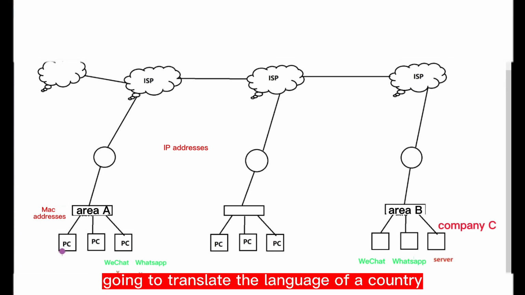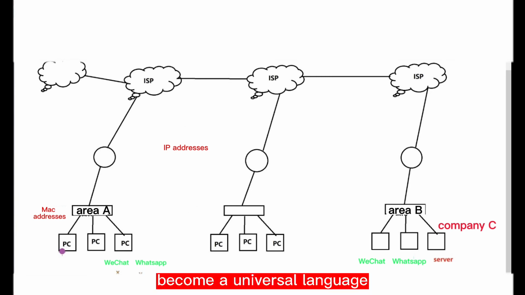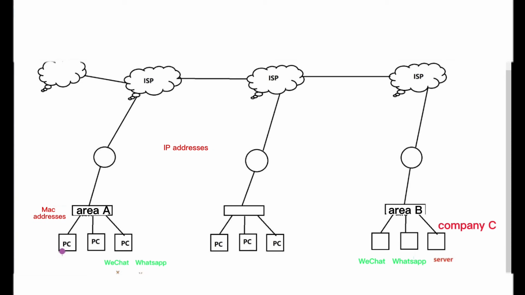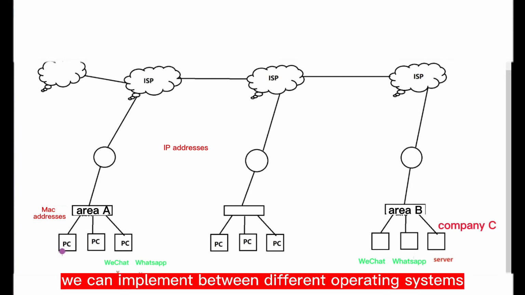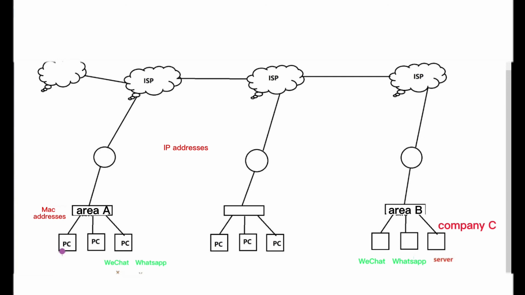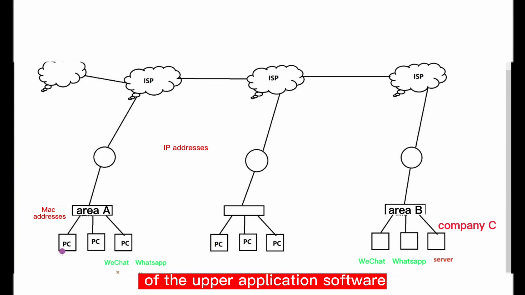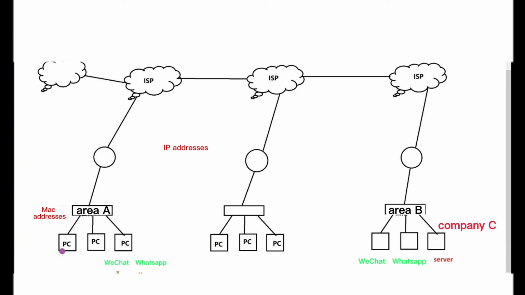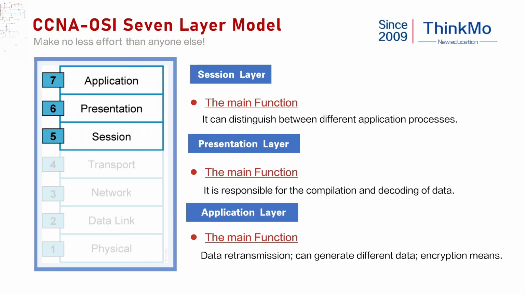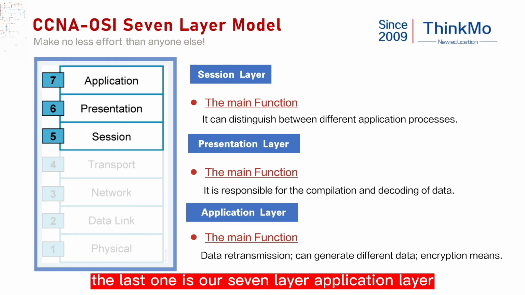It's like people translating the language of a country into a universal language: we all translate into a standard language, and communication is the same, so we can understand each other. That is, we can communicate between different operating systems in different underlying environments without affecting the data of the upper application software, because it can convert the representation to a generic standard encoding format. This is our 6th layer. The last one is our 7th layer, the application layer.